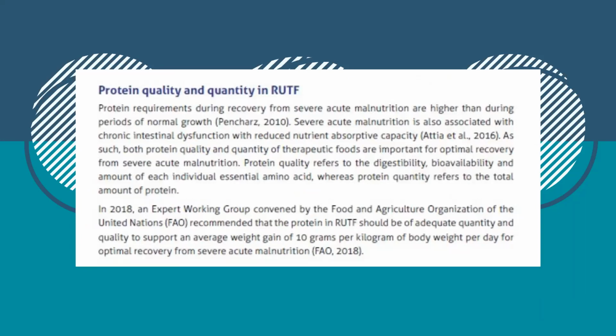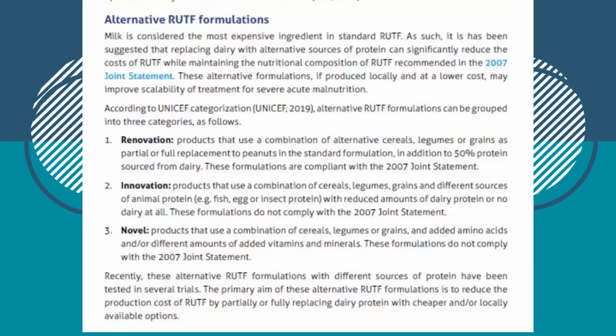According to the Food and Agriculture Organization of the United Nations, it recommends that the protein in RUTF should be of adequate quantity and quality to support an average weight gain of 10 grams per kilogram of body weight per day for optimal recovery from severe acute malnutrition. For alternative RUTF formulations, milk is considered the most expensive ingredient in standard RUTF. As such, it has been suggested that replacing dairy with alternative sources of protein can significantly reduce the costs of RUTF while maintaining the nutritional composition.